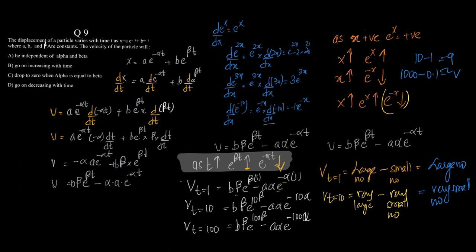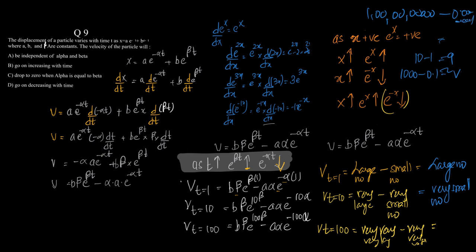Let us go one step further. When t is equal to 100, we get e raised to 100 times beta, which means exponential power to the 100. This will be a very large number minus a very small number, say 0.0000000001, which again gives a very large number. So this here will be equal to a very large number.